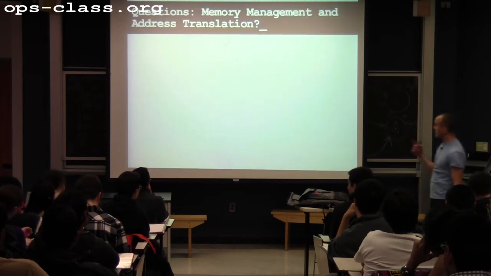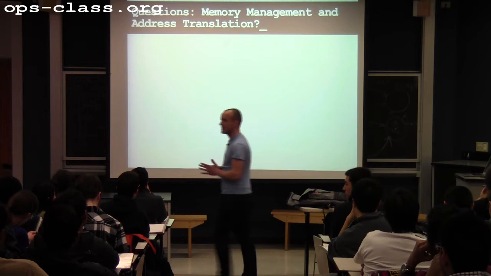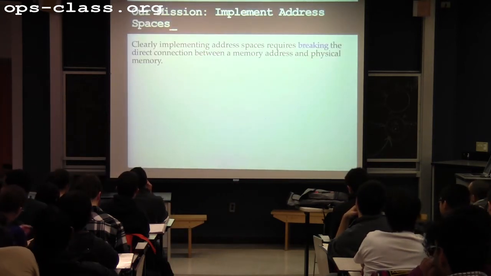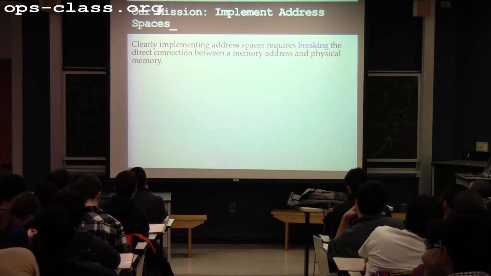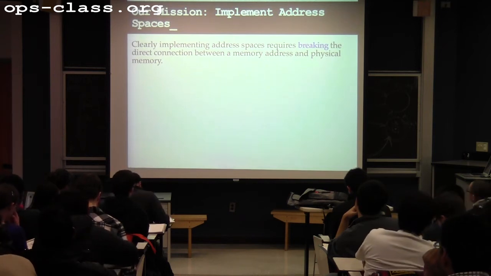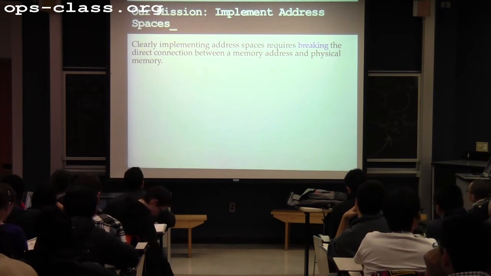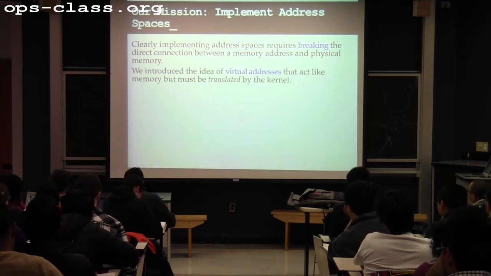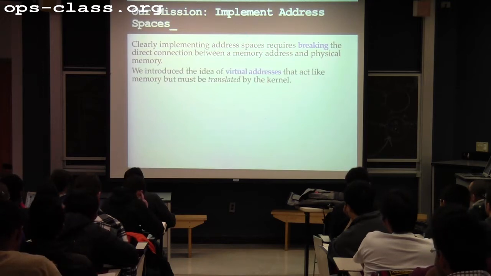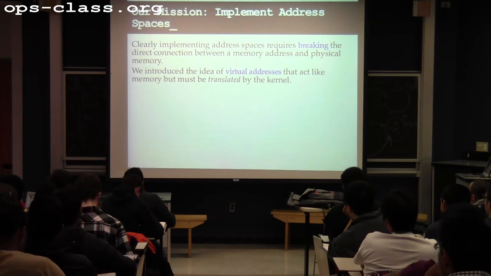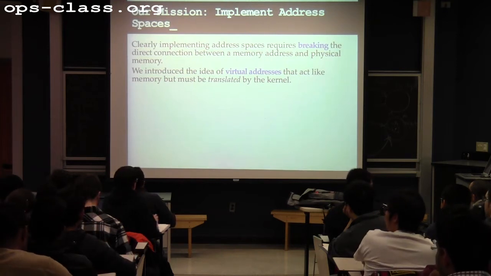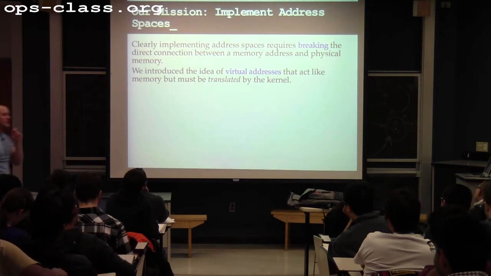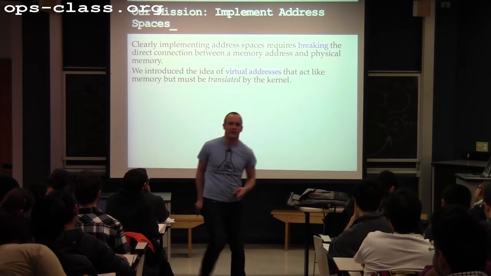OK. So any questions about address translation? So last time we talked about a couple of different methods of address translation, right? And this was all motivated by our mission of implementing address spaces, which required that we break this direct connection between addresses and memory, right? So we introduced a level of abstraction, a level of indirection called virtual addresses that act like memory, but require that every one of them be translated. Every time a process accesses memory, I need to translate the address.